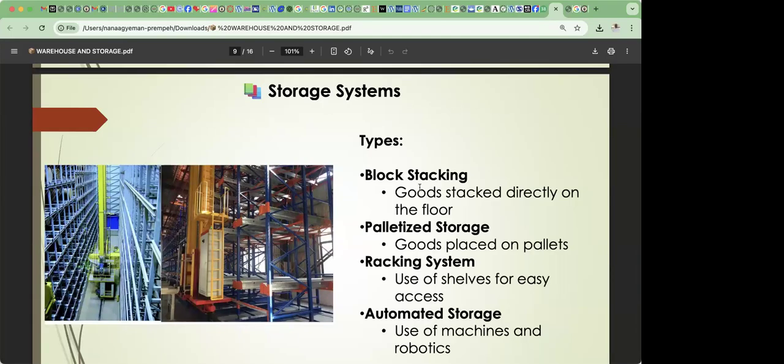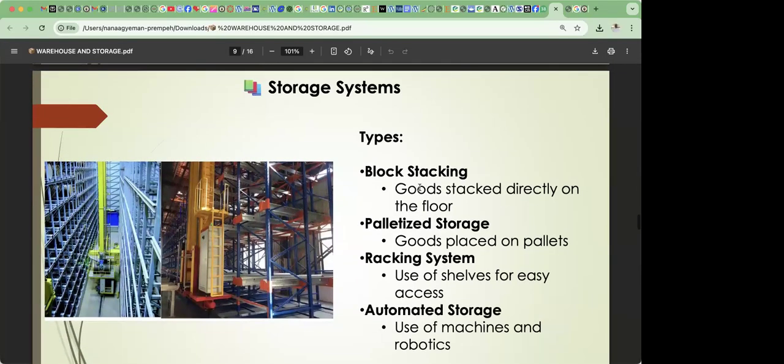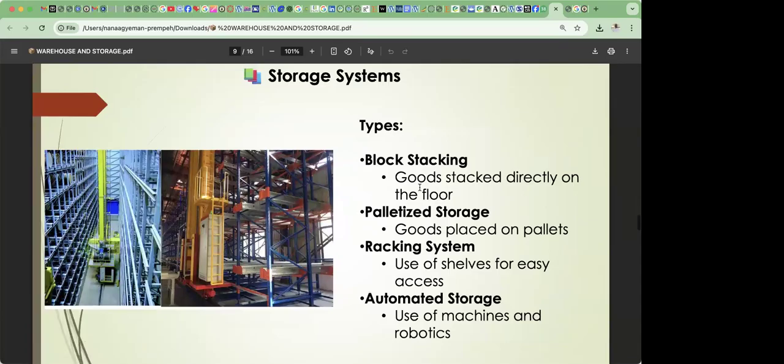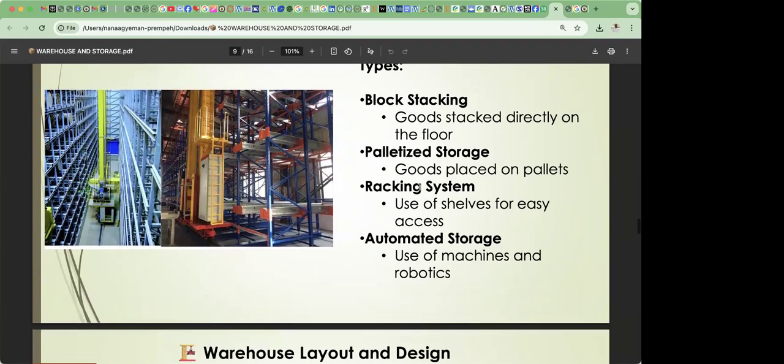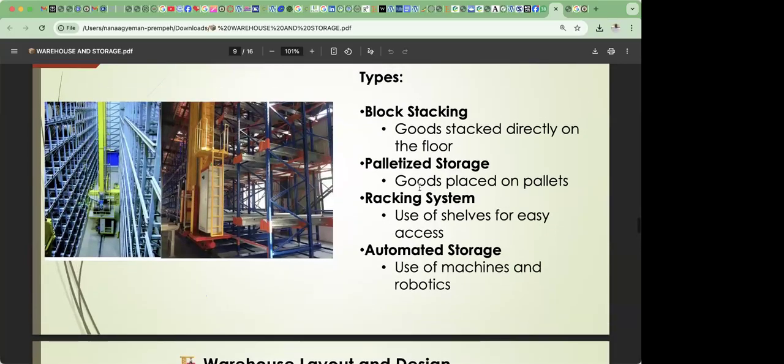Storage systems, I spoke about the stacking. You also have the racking. And sometimes when robots are used, it makes it all interesting. So you can have block stacking, stacked directly on the floor, which is not indeed good. You can't really keep the goods directly on the floor like that. It means that you're mismanaging the warehouse.